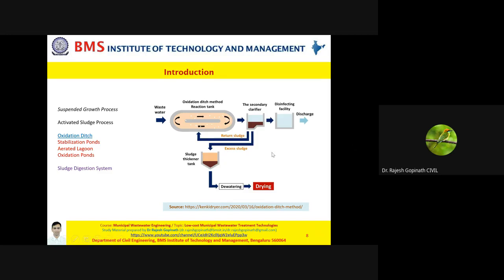If you look at the image here, what you see is the wastewater entering. This is your low-cost wastewater treatment technology, say for instance, oxidation ditch. What you see here is the secondary clarifier. So very well, I am replacing the aeration tank if it was ASP, or I am replacing the trickling filter if it was attached growth process, but everything else remains the same.